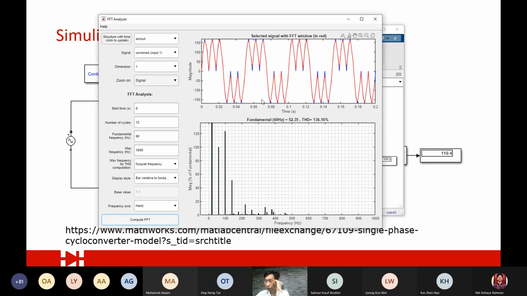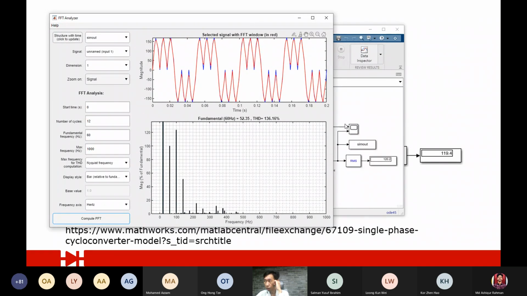So you will notice that, if you don't want to see this, you can put a THD block here. Immediately you can see the THD will be over 136, that's what we call THD.